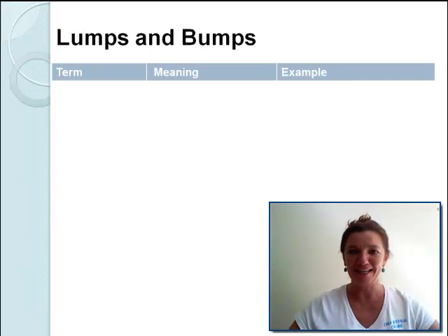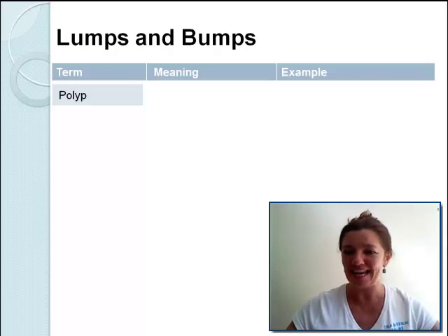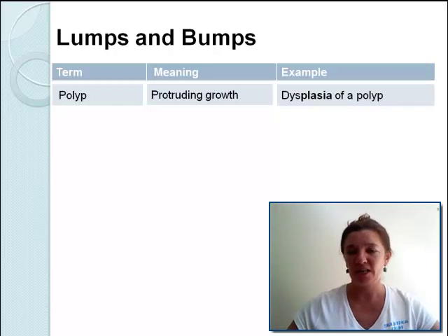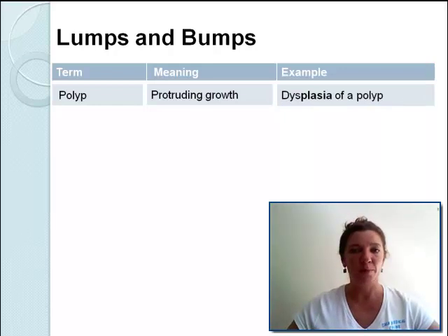I've called this slide lumps and bumps. Let's start off with a polyp. A polyp, you may remember, is a protruding growth. You may hear the term dysplasia of a polyp. Plasia means formation or growth, so I'd have disordered formation of a polyp.